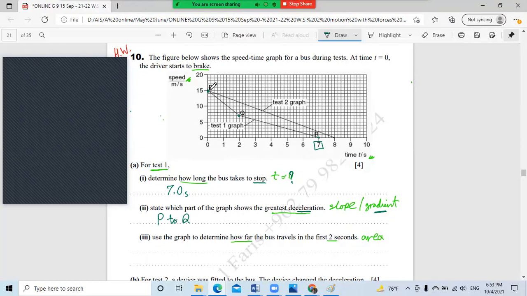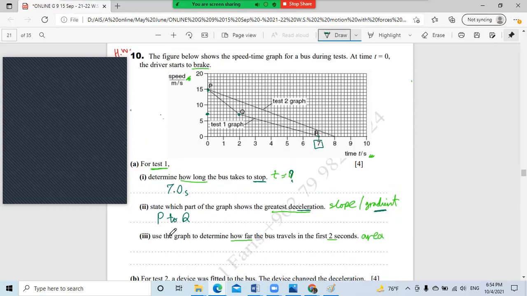Why? Because as you can see, it goes down 8 in 2 seconds. But Q to R, in 5 seconds from 2 to 7, goes down only 7. So that means the slowing down or the deceleration is less from Q to R, so it will be greater from P to Q. Whenever the line is steeper, the deceleration or the acceleration will be more.